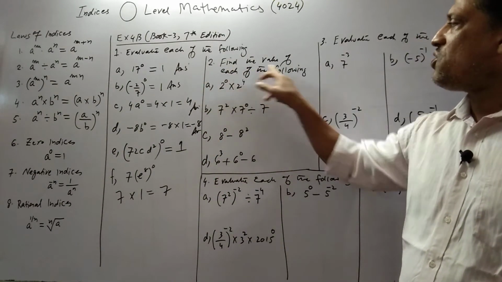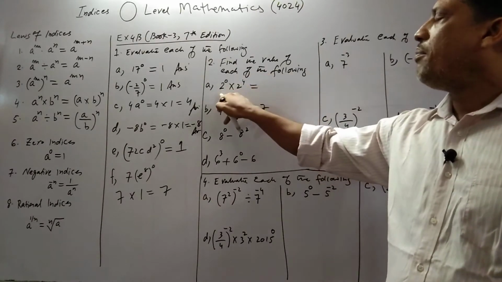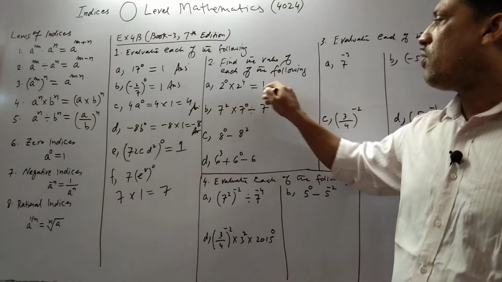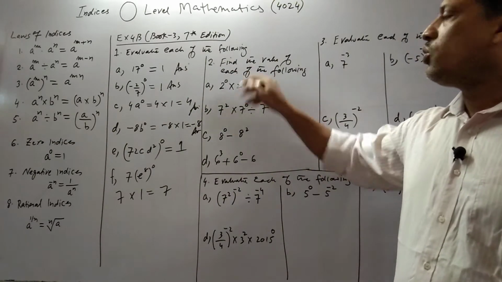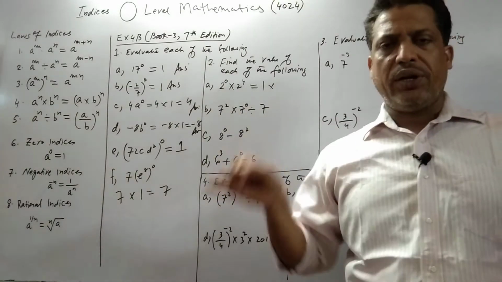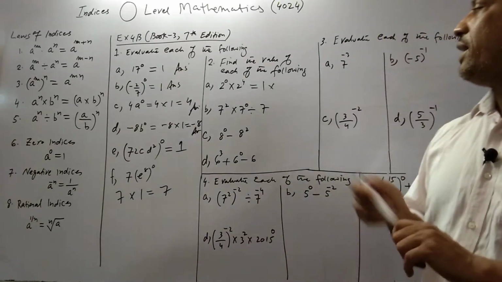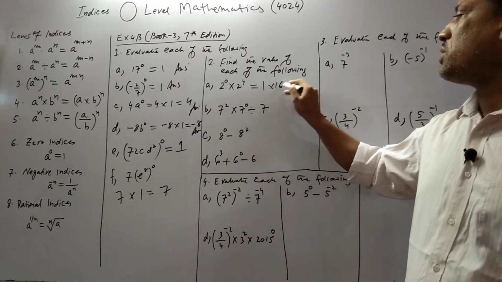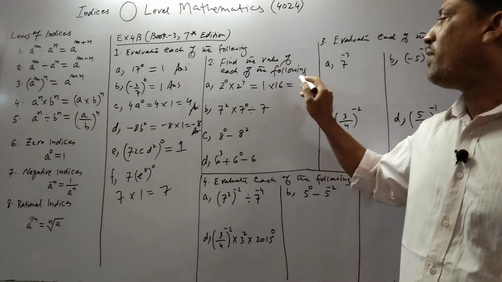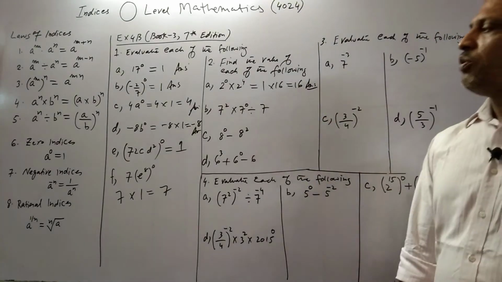Come to question number 2 of exercise 4b. Find the value of each of the following. First question is part A, 2 to the power 0 into 2 to the power 4. 2 to the power 0 is obviously 1 into 2 to the power 4. 2 to the power 4 means 2 into 2 into 2 into 2. Multiply by 2 4 times. 2 2s are 4, 4 2s are 8, 8 2s are 16. So 1 into 16. And something multiplied by 1 is always something. 16 multiplied by 1 is 16. This is your answer.